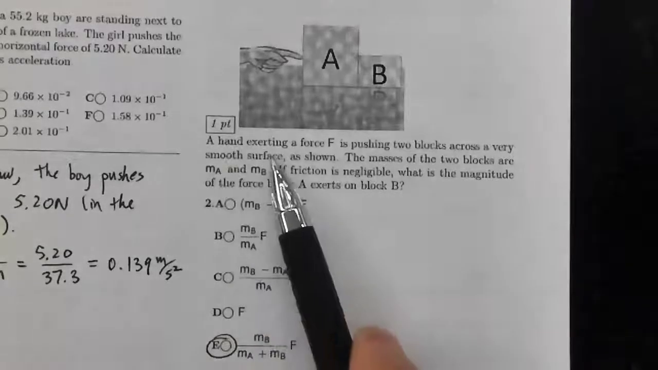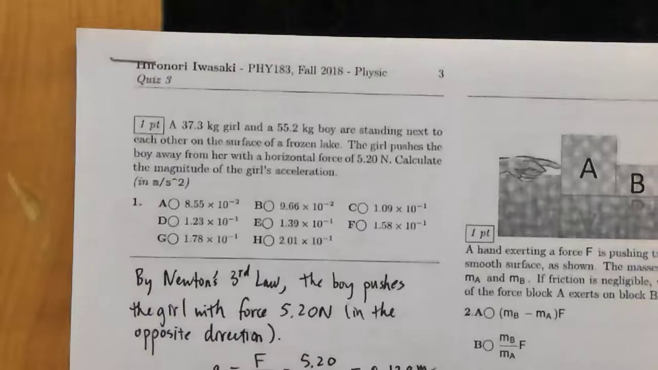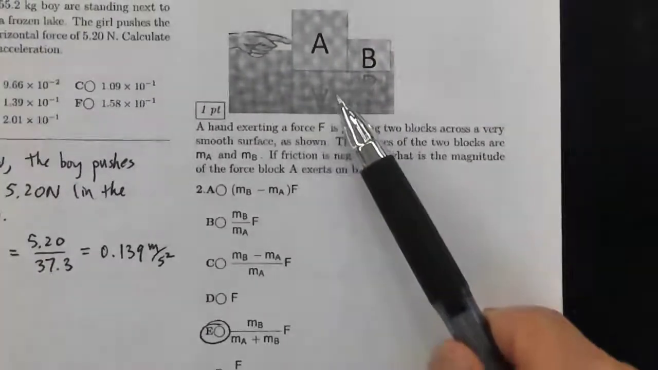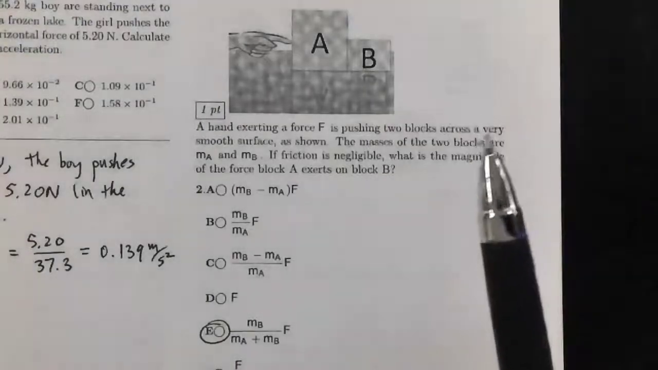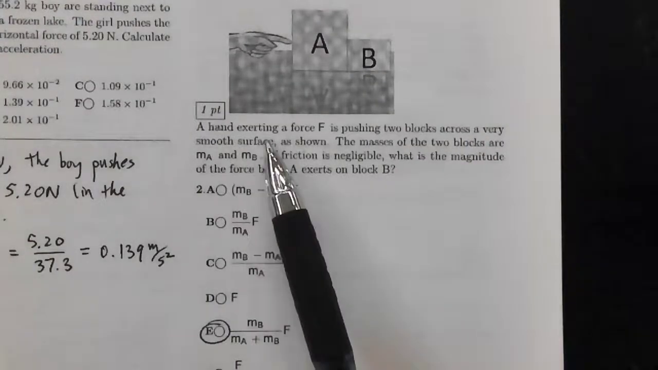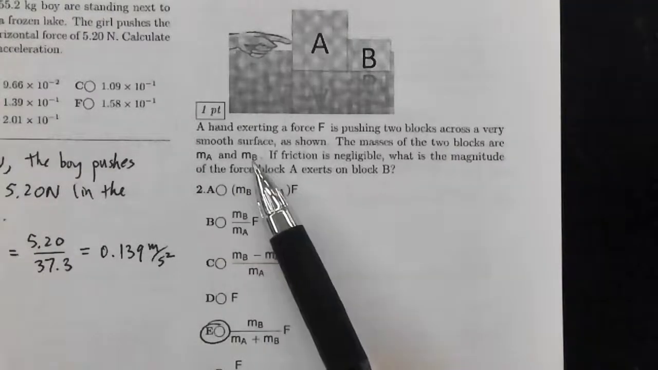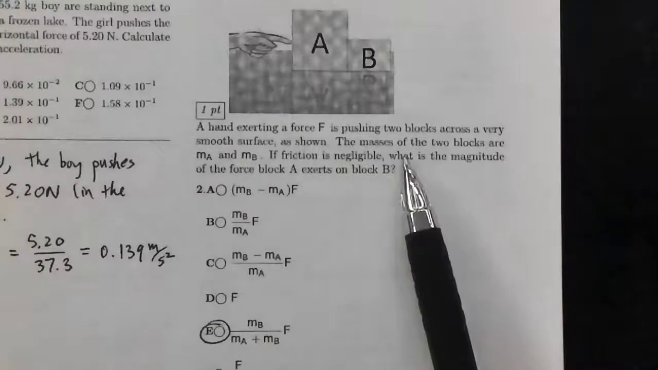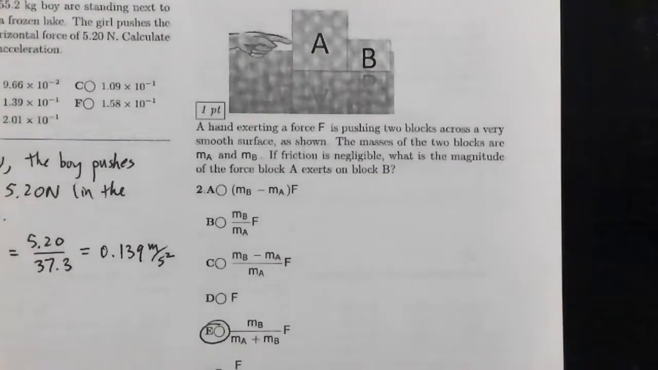This is coming from your actual quiz, quiz 3. So this is number 2. We have a hand exerting a force F pushing 2 blocks across a very smooth surface as shown. The masses of the 2 blocks are MA and MB. The friction is negligible. What is the magnitude of the force block A exerts on block B?